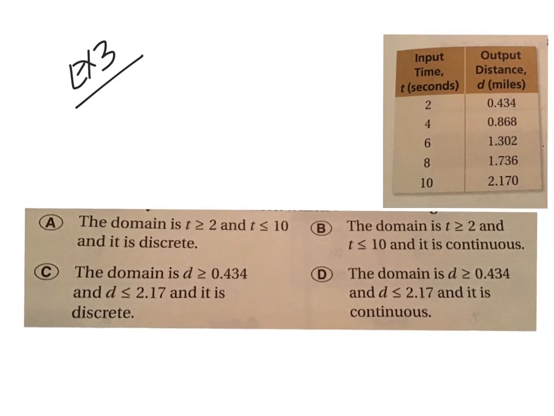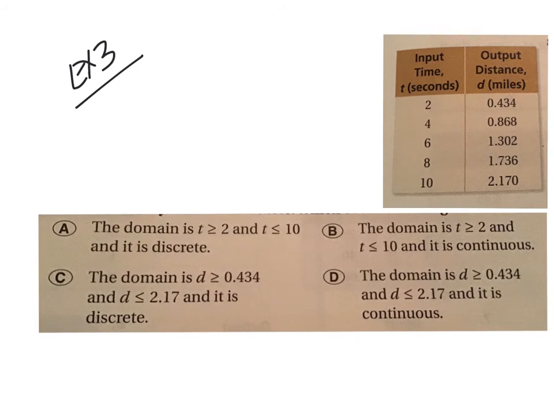All right, so here's our question. Which of these 4 answers is true? Well, let's discuss these. The domain is t is greater than or equal to 2, and t is less than or equal to 10. Okay, first one, which is our domain? Domain would be our x value, and output is our range, right? So this is domain, this is range. So our input value, is it between 2 and 10? Yes, it is. Is it discrete?